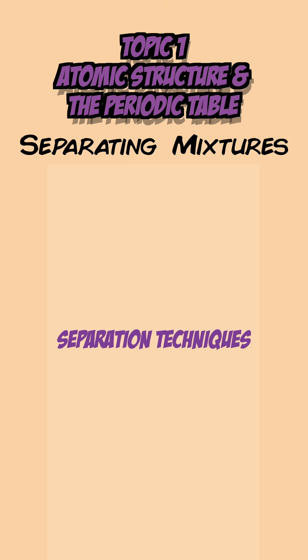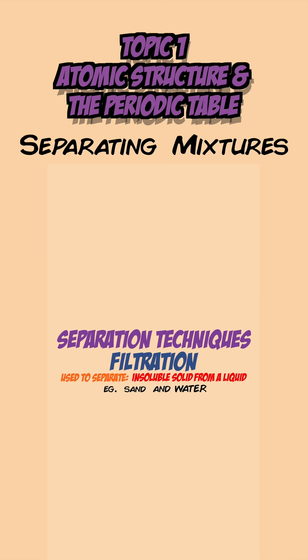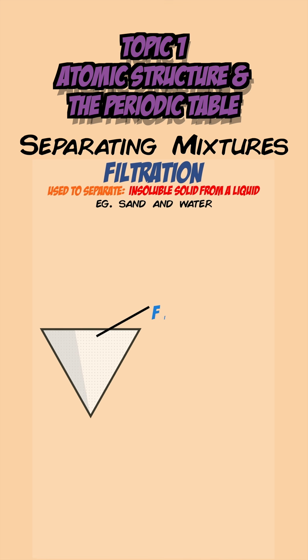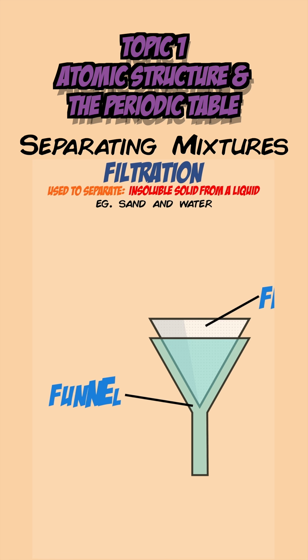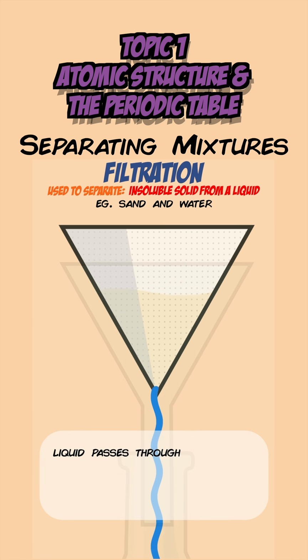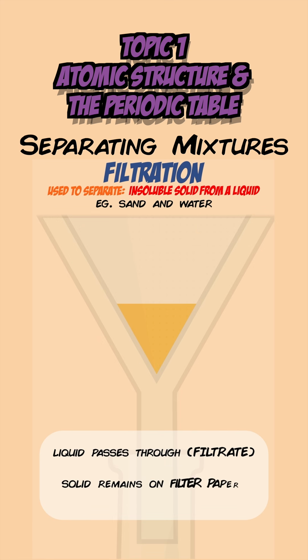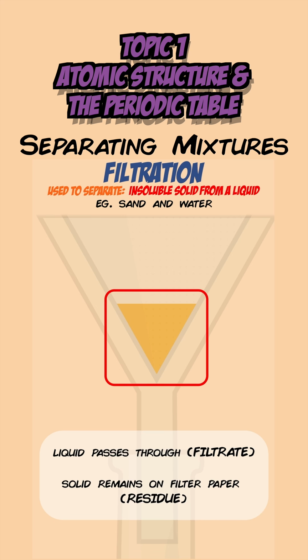The first is filtration, which is used to separate an insoluble solid, which means a solid that can't dissolve, from a liquid. An example of this would be sand and water. You add a piece of rolled up filter paper into a funnel and place that on a conical flask. When you pour the mixture in, the water will pass through the small holes in the filter paper and get collected in the conical flask. This is known as the filtrate. The sand will remain on the filter paper, and this is known as the residue.